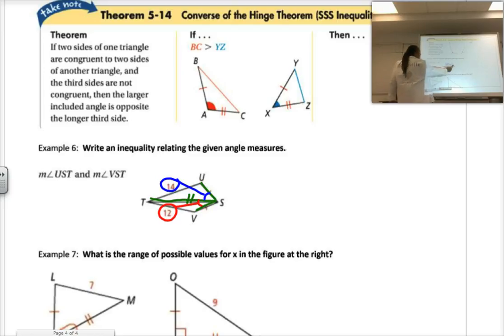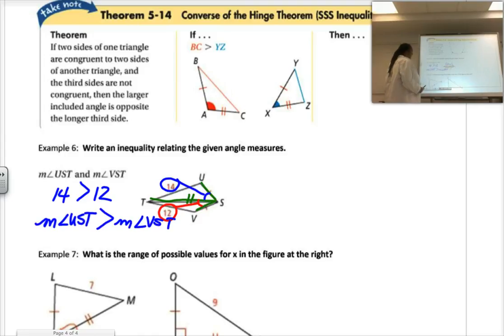Well, angle UST is our blue angle. It has a side opposite it that has a measure of 14, and angle VST has a side opposite with a measure of 12. And we know that 14 is greater than 12, so the measure of angle UST has to be greater than the measure of angle VST, using the Hinge theorem. Well, actually, this is the converse of the Hinge theorem.